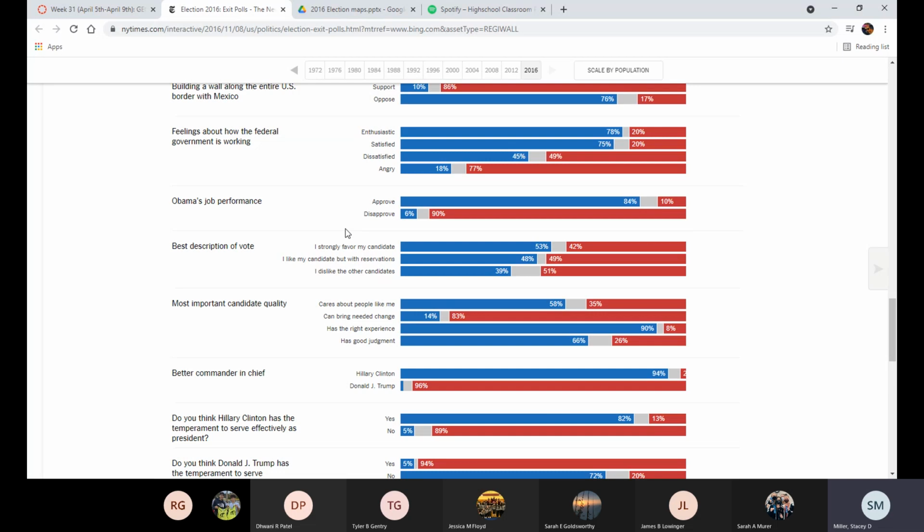Feelings about how the federal government is working. Enthusiastic, said the Democratic Party. Satisfied, said the Democratic Party here. And then enthusiastic, 20% of the Republican Party. Satisfied, 20%. And then 77% of the Republican Party downright angry, right? And then it also gets into things like previous presidents' performance and what political affiliation that president was involved in.